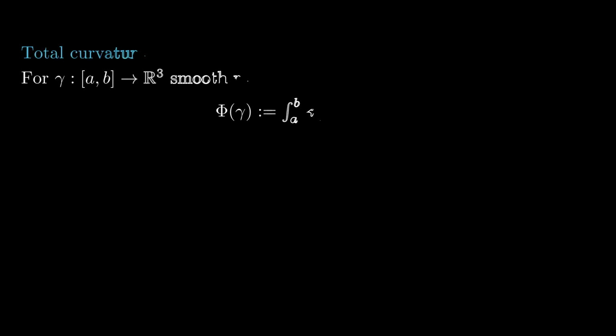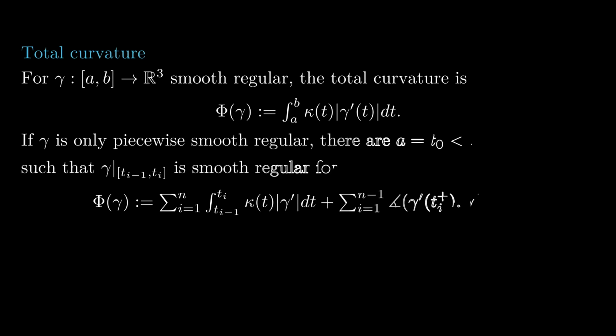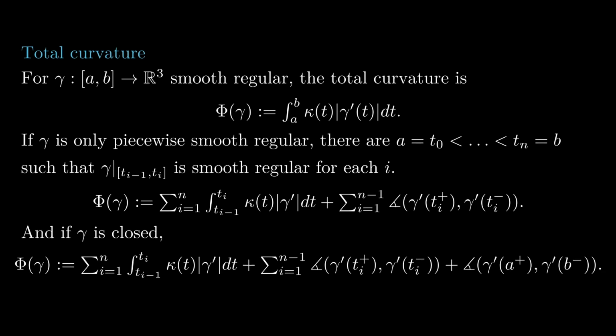When we integrate the curvature, we obtain what is known as the total curvature. To make the integral invariant of the parametrization, we must multiply the integrand by the velocity. The total curvature is defined even when the curve gamma is only piecewise smooth regular. This is done by adding the total curvatures of all the smooth pieces and adding the change of directions at all the breakpoints. In the case the curve gamma is closed, the total curvature is defined slightly differently to include the net change of direction, that is, the angle between the initial velocity and the final velocity.